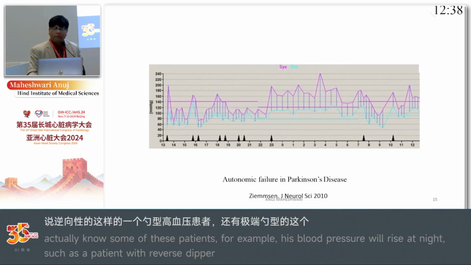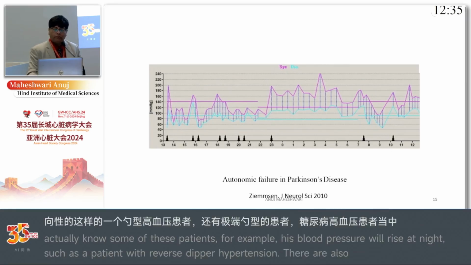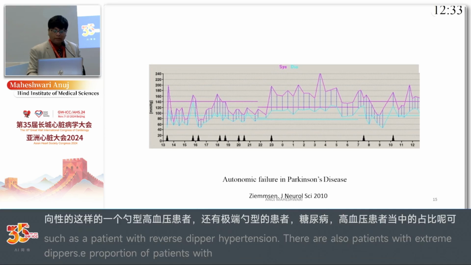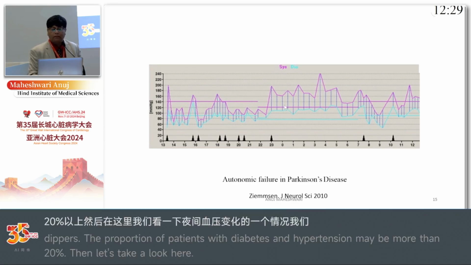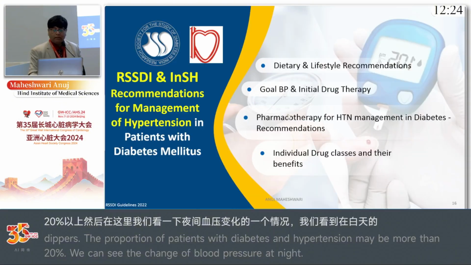This is the situation of autonomic failure, what we usually see in the case of midnight. You can see that blood pressure is normal throughout the 24 hours, but in the night time, it is going up like anything. It is very commonly seen in Parkinson's disease.